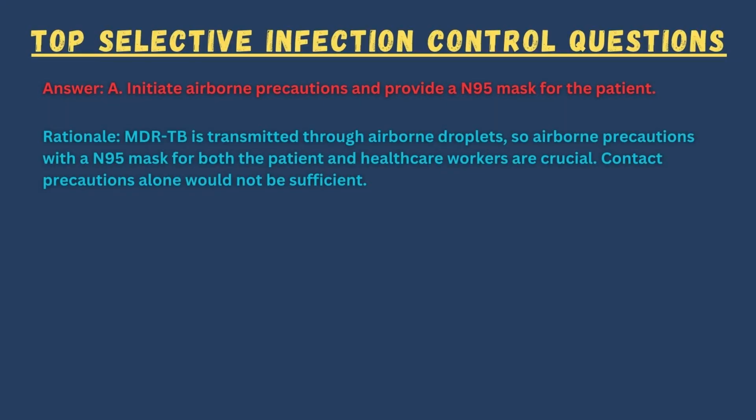Answer: A. Initiate airborne precautions and provide a N95 mask for the patient. Rationale: MDR-TB is transmitted through airborne droplets, so airborne precautions with a N95 mask for both the patient and healthcare workers are crucial. Contact precautions alone would not be sufficient.